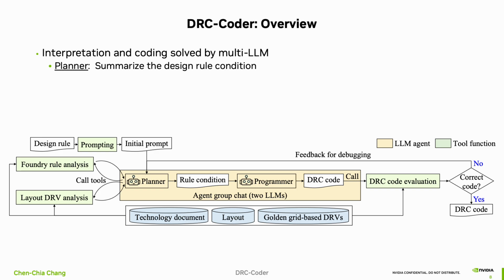First, we have an agent called the planner. The planner will, based on the design rules and input prompts, do the interpretation. And the planner will have two tools to call, which are called the foundry rule analysis and the layout DRV analysis.